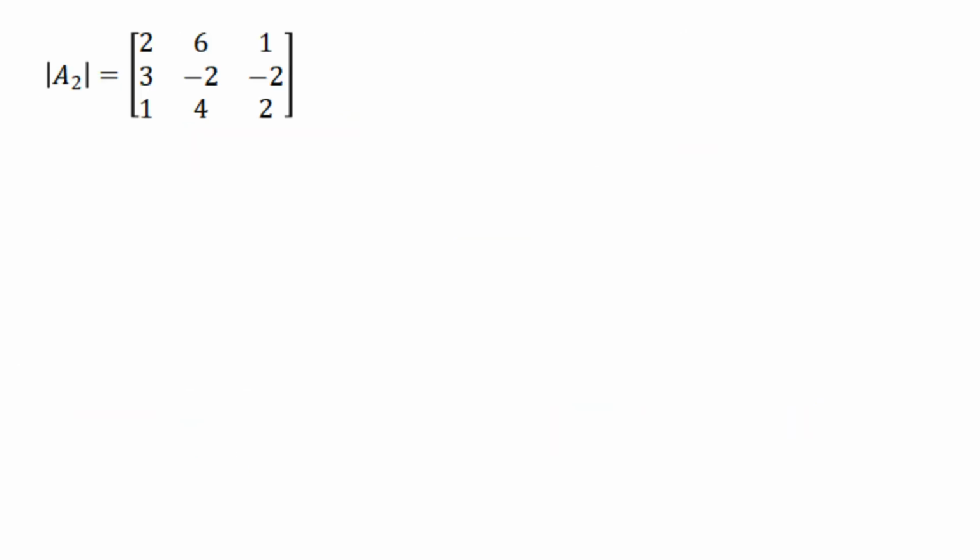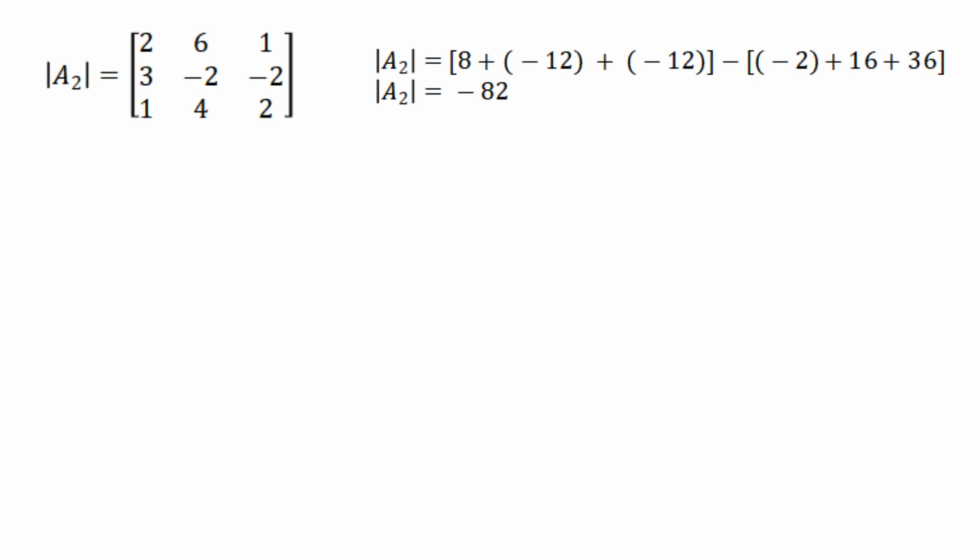Next, we are going to find the determinant of A sub 2. The determinant of A sub 2 is equal to this matrix. We have column 1: 2, 3, and 1. Column 2, we have 6, negative 2, and 4. Column 3, we have 1, negative 2, and 2. By applying the determinant, we have arrived at this solution. The determinant of A sub 2 is equal to 8 plus negative 12 plus negative 12 minus negative 12 plus 16 plus 36, and that is negative 82. So our determinant for A sub 2 is equal to negative 82.